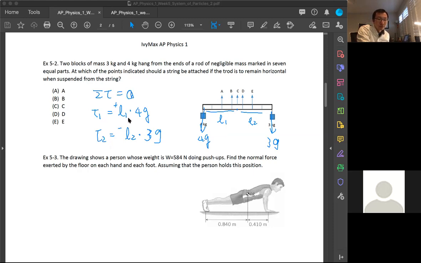So the ratio of L1 to L2 must be what? Yeah, it'll be 3 to 4. So in that case, B will be the option, right? Okay, cool. All right, great. Let's keep moving to question number 3.